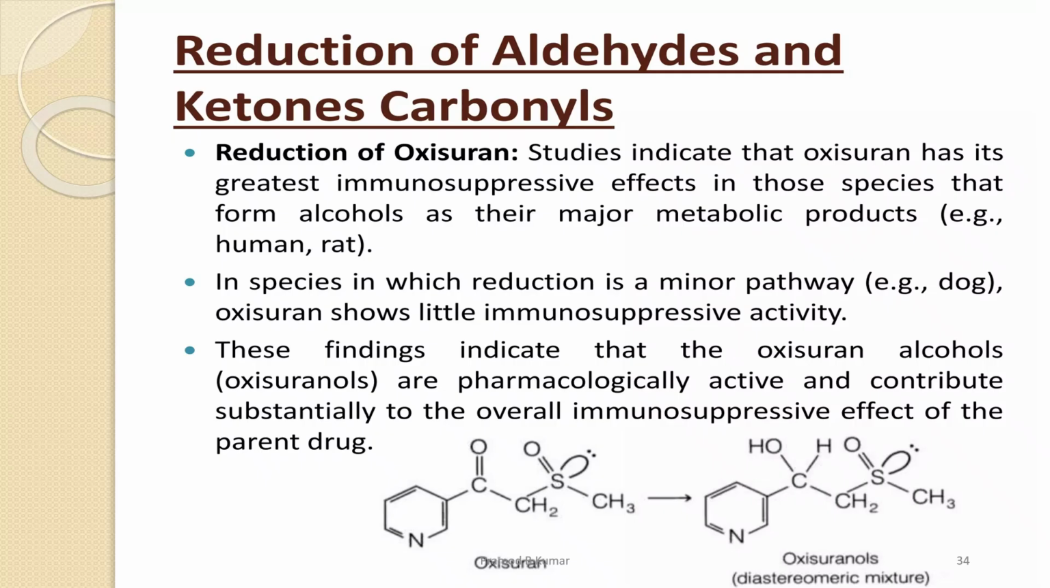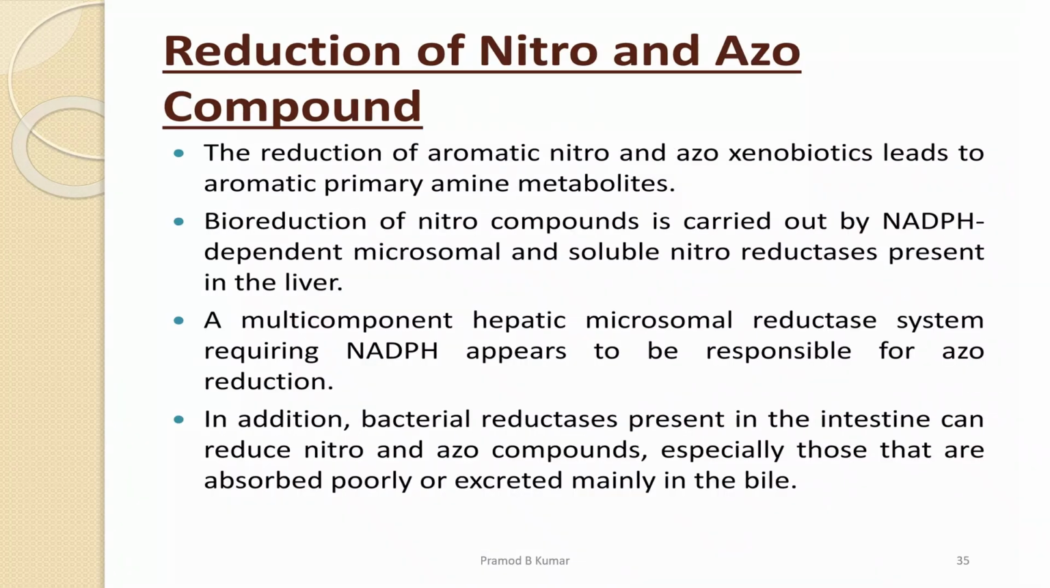So reduction of oxisuran. Studies indicate that oxisuran has a greater immunosuppressive effect in those species that form the alcohol as a major metabolite. So this is an example where the metabolite is also active. This happens by reduction of the carbonyl compound in oxisuran to the OH, which also has an immunosuppressive effect and thus increases the effectiveness of the parent compound.